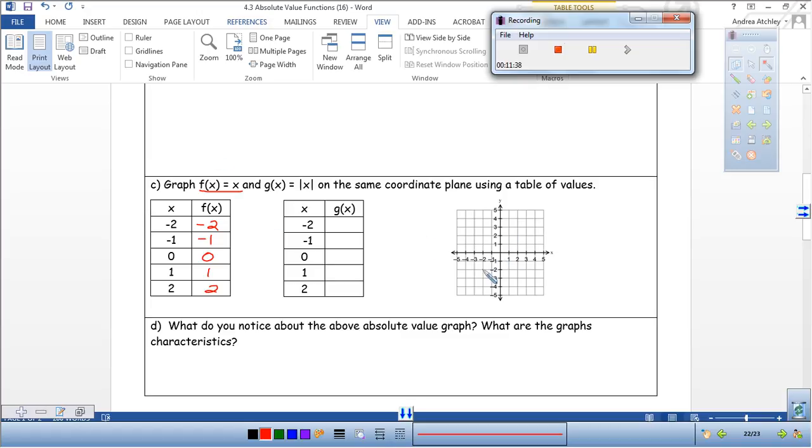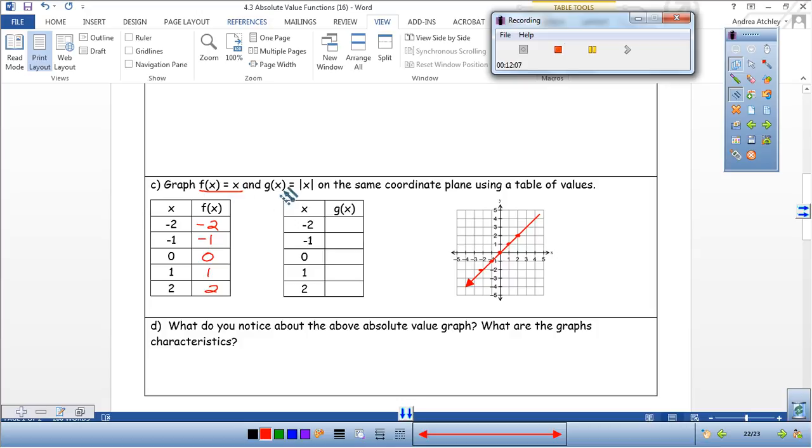So we have negative 2 and negative 2. We have negative 1 and negative 1. We have 0, 0. We have 1, 1. And we have 2, 2. So this is our line. That's just the graph of f of x equals x.